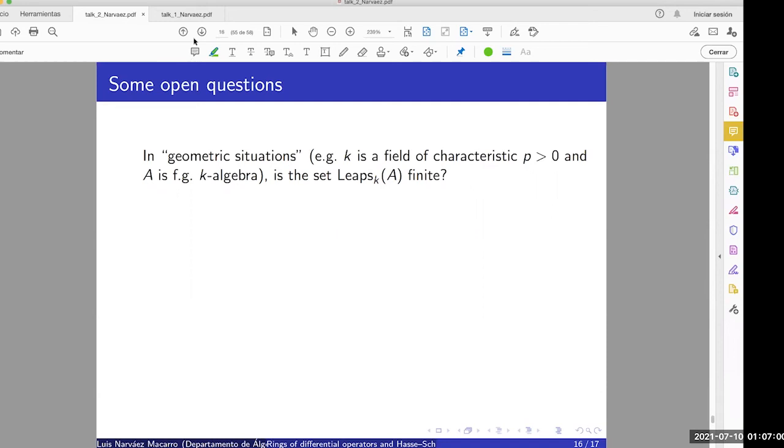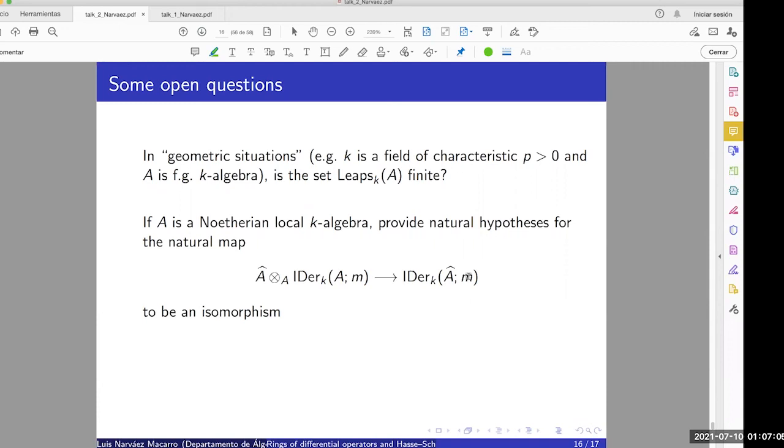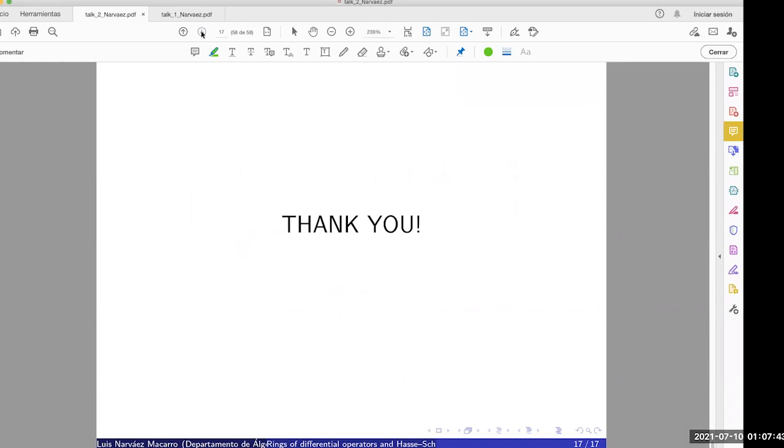Another question is the behavior with respect to the completion. What happens with the relationship between the integrable derivations of A, a local ring, let's say, and what happens with the completion. And obviously there is a generic question to relate the leaps of our K-algebra A with other known invariants. There are many more questions, but I think that in order to have an overview of this theory, this is enough. So thank you, and I finish there.